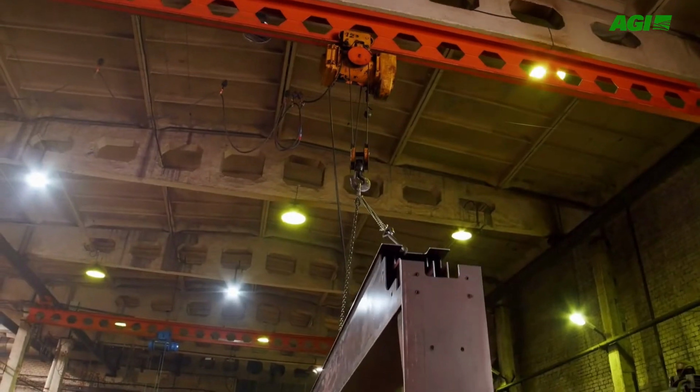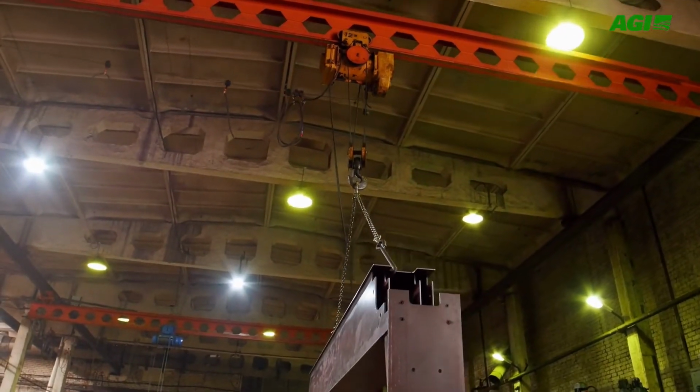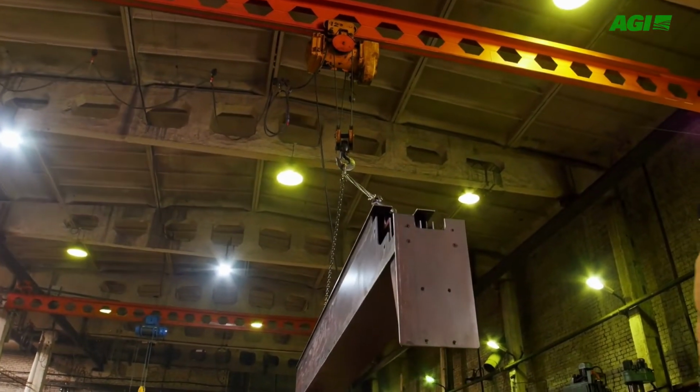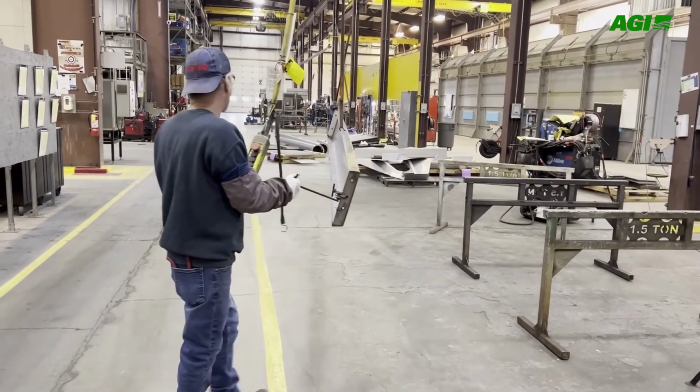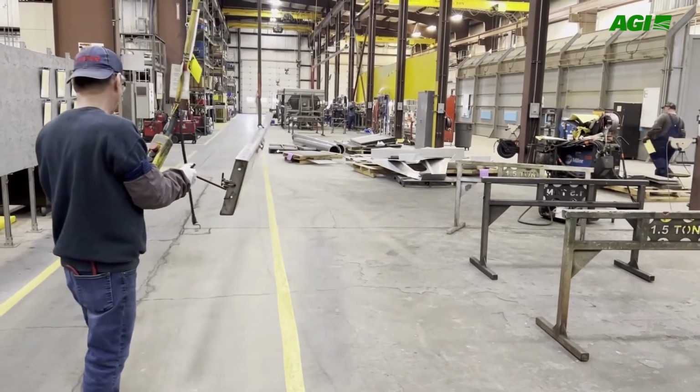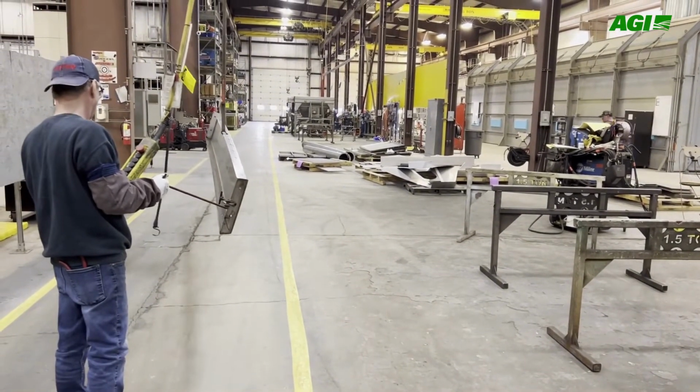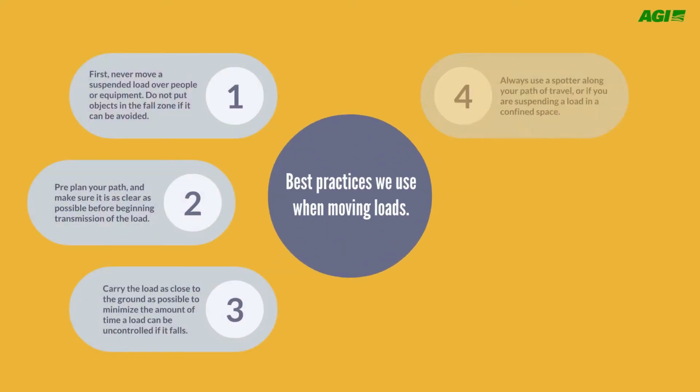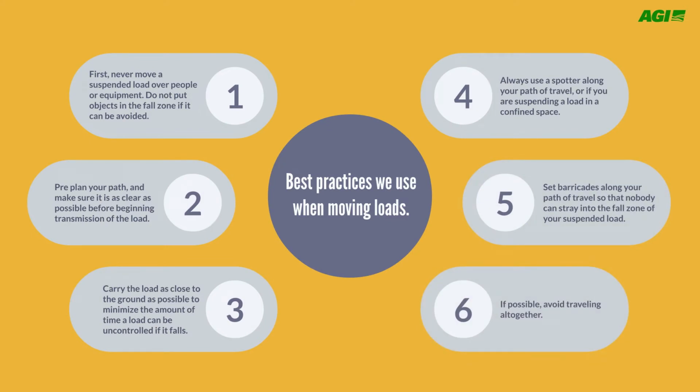It will be necessary sometimes for an operator to travel with a suspended load. Once the load is in motion, we run the risk of it becoming uncontrolled, so there are some best practices we use when moving loads. First, never move a suspended load over people or equipment. Do not put objects in the fall zone if it can be avoided. Pre-plan your path and make sure it is as clear as possible before beginning transmission of the load.